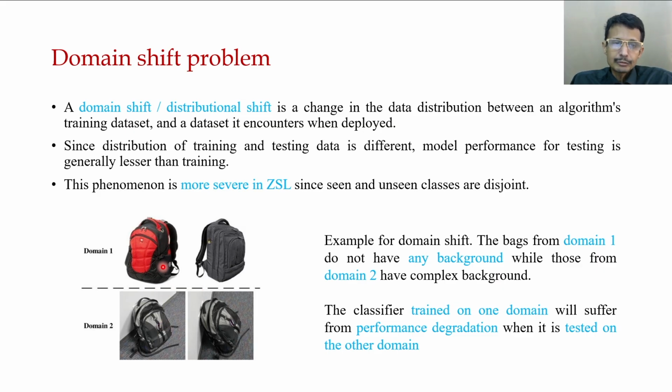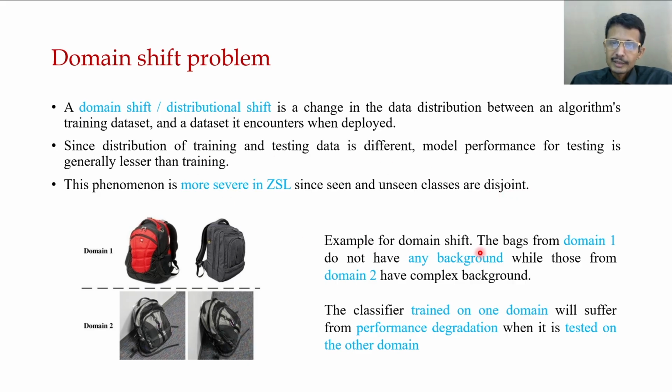If this kind of domain difference is there, then the domain shift problem happens, since the distribution of the training and testing data is different, because the color image is a grayscale image. Model performance for testing is generally lower than training, and this is called the domain shift problem. This phenomenon is more severe in ZSL, zero-shot learning, since the seen and unseen classes are disjoint.